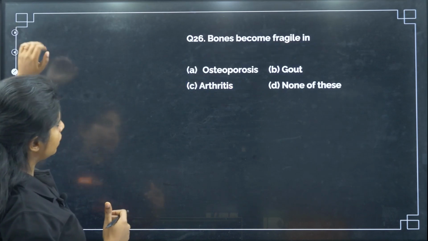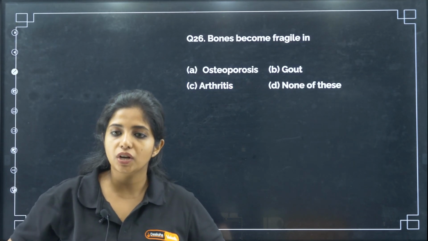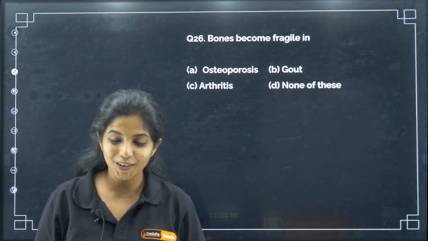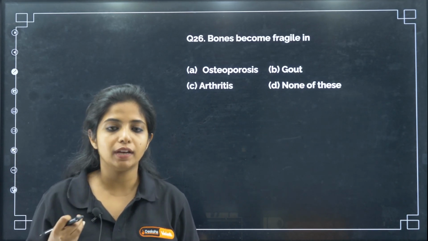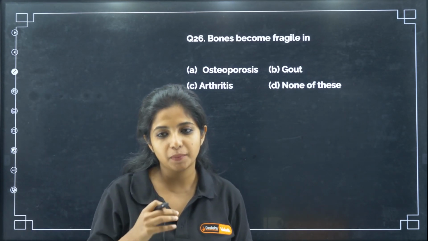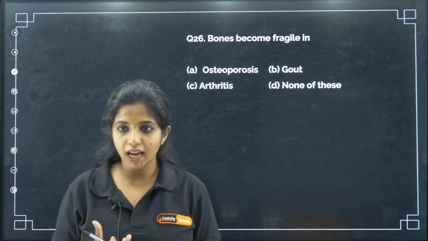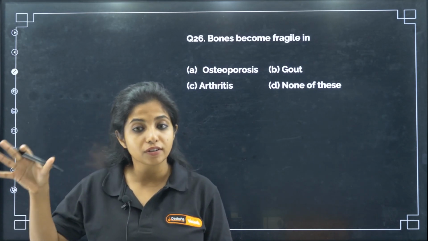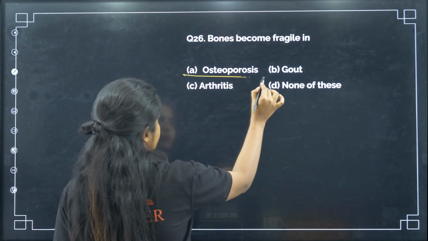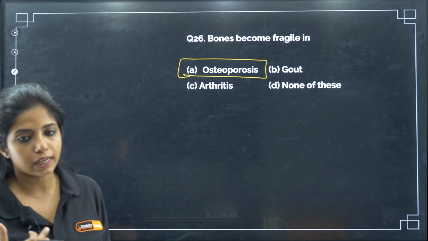Next, bones become fragile in what? Osteoporosis, gout, arthritis, none of this. What is your answer? Bones would be becoming fragile when the calcium, my dear children, is lost from the bones, because calcium is the main component of the bones, right? And in what disease is the calcium being lost? It is osteoporosis, my dear children, because of which the bone becomes fragile, because it is losing the calcium ions.